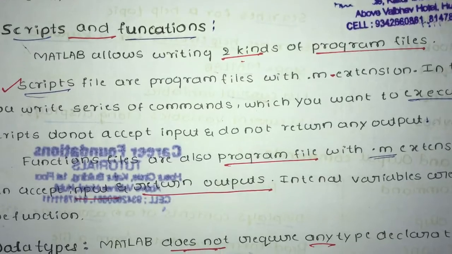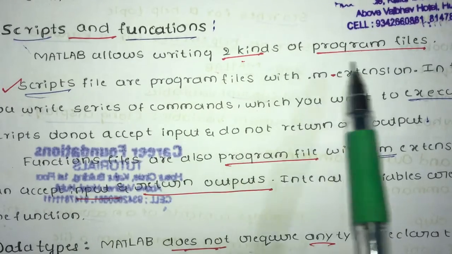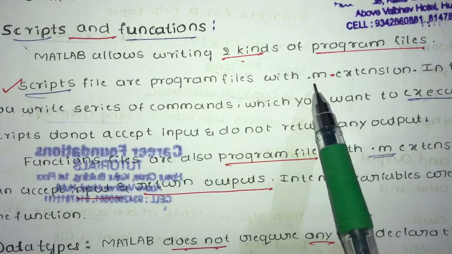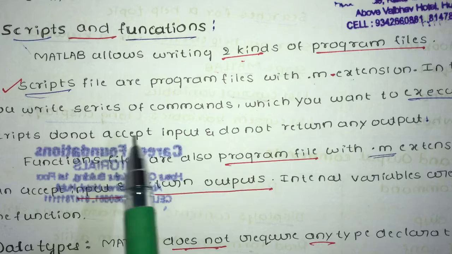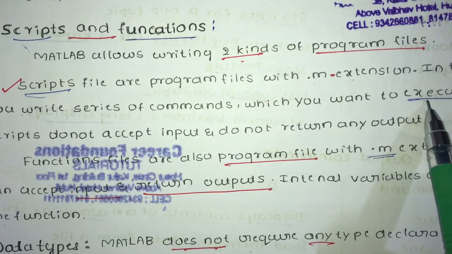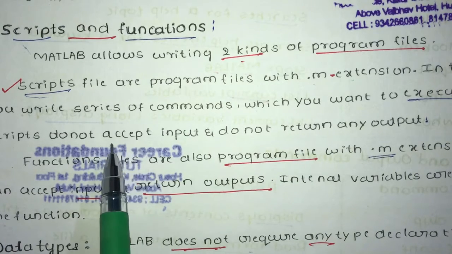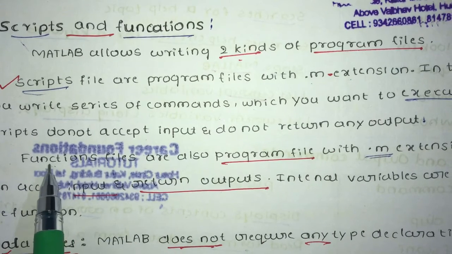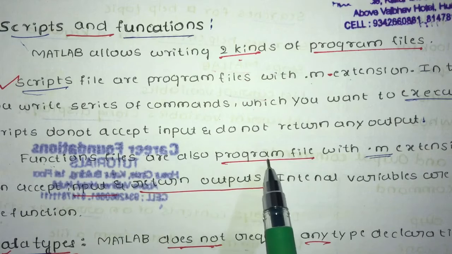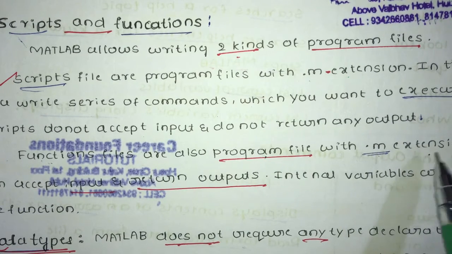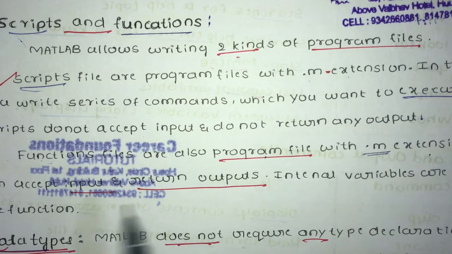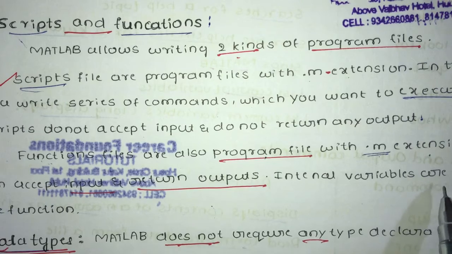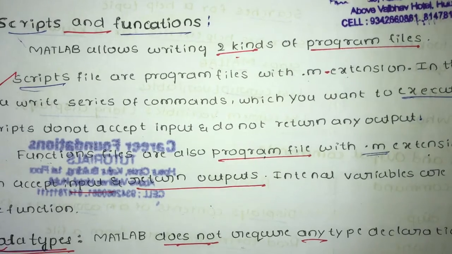Next, scripts and functions. MATLAB allows writing two kinds of program files. Script files are program files with the .m extension, and in these files we can write a series of commands which we want to execute together. Scripts do not accept input and do not return any output. The other one is function files. These are also program files with a .m extension, and a function can accept input and return outputs. The variables may be local to the function.